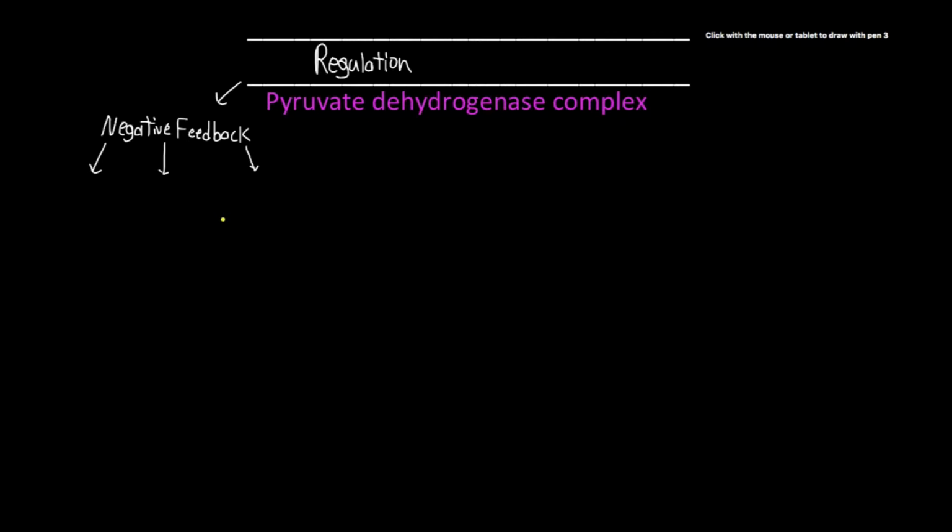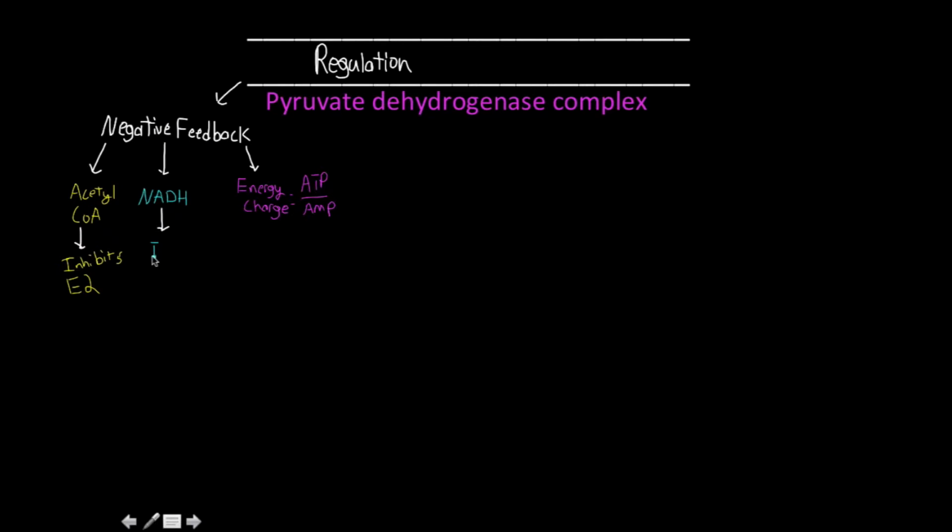The ones I really want to focus on are two things, and then one that's kind of a phenomenon: acetyl-CoA and NADH, and then the energy charge itself, which is ultimately, in my opinion, a negative feedback loop. Acetyl-CoA is going to act to inhibit E2. NADH, as you could probably imagine, is going to inhibit E3. And then the overall energy charge: ATP, which we're involved in the production of, is going to act on the pyruvate dehydrogenase complex as a whole to inhibit it. I'm not saying this is a direct inhibition; it's going to be inhibiting it indirectly.